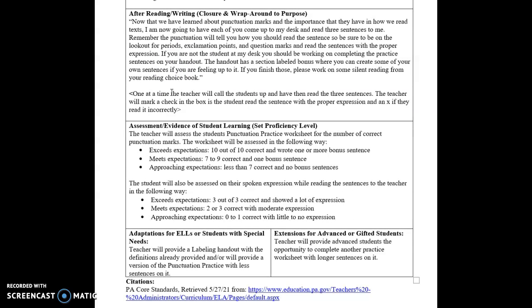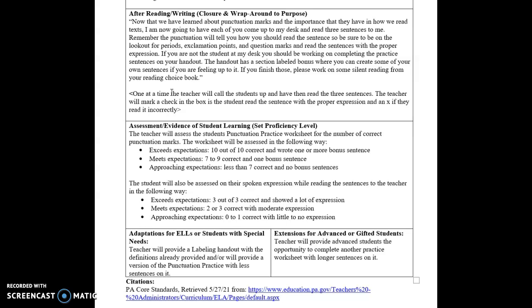And then finally, for the after section, I would say, now that we have learned about punctuation marks and the importance that they have in how we read text, I'm going to have each of you come up to my desk and read 3 sentences to me. Remember, the punctuation will tell you how you should read the sentence, so be sure to be on the lookout for periods, exclamation points, and question marks, and read the sentence with the proper expression.